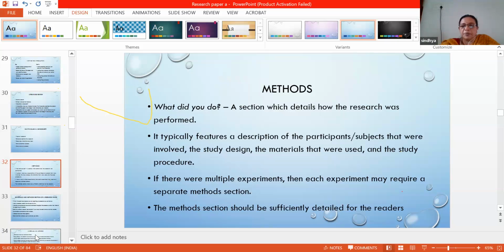And again, it explains the participants' description of subjects: how many subjects you have selected, what the sample is, how you selected the sample, and how you designed the study. What research design you used, whether the experimental design, survey design, or a historical research design. So you can mention all these aspects in the method section. And if you are using multiple experiments, each experiment may be reported in a separate method section. So whatever methods you have used in your research process, you can explain here.